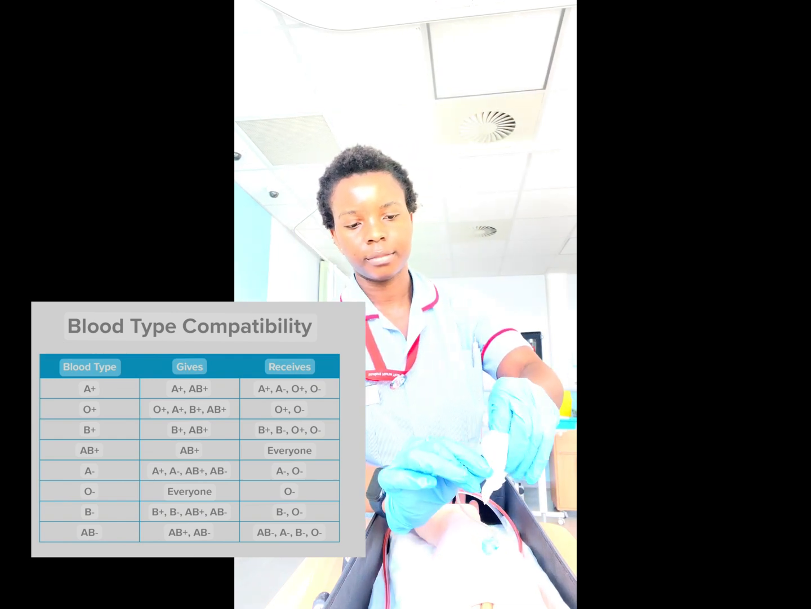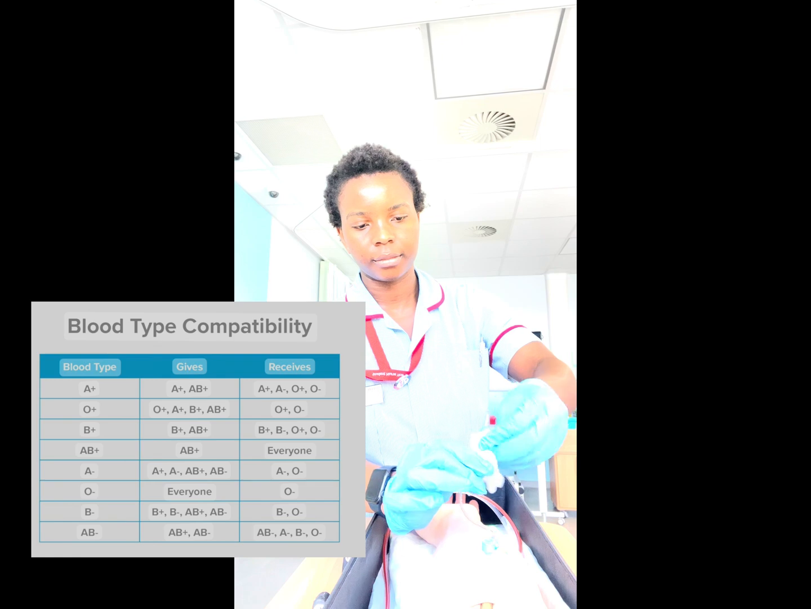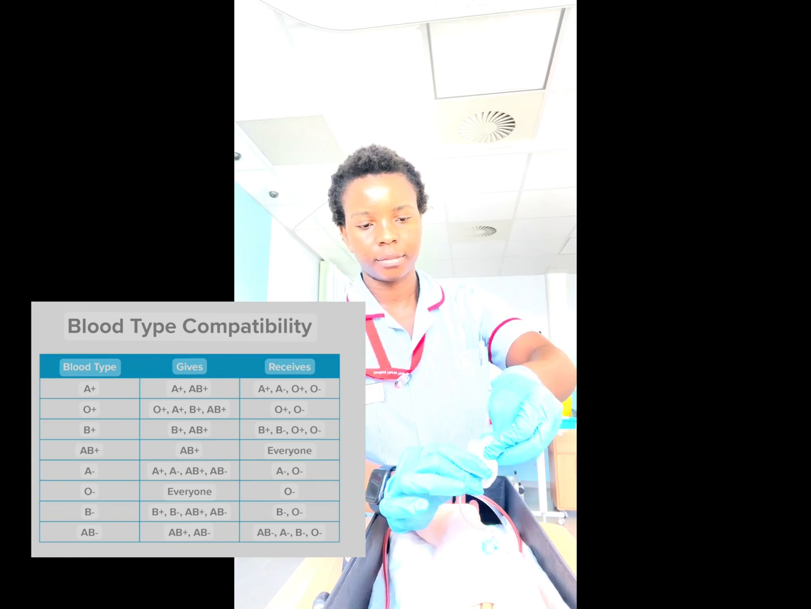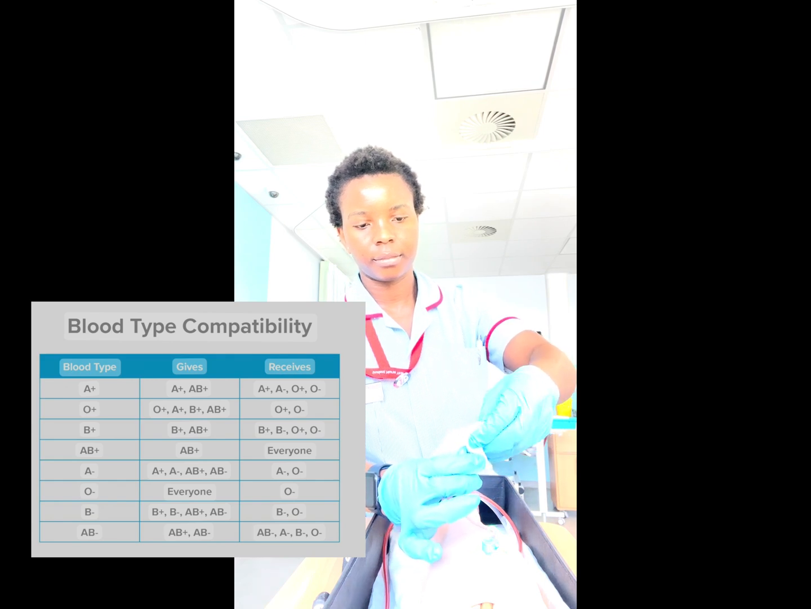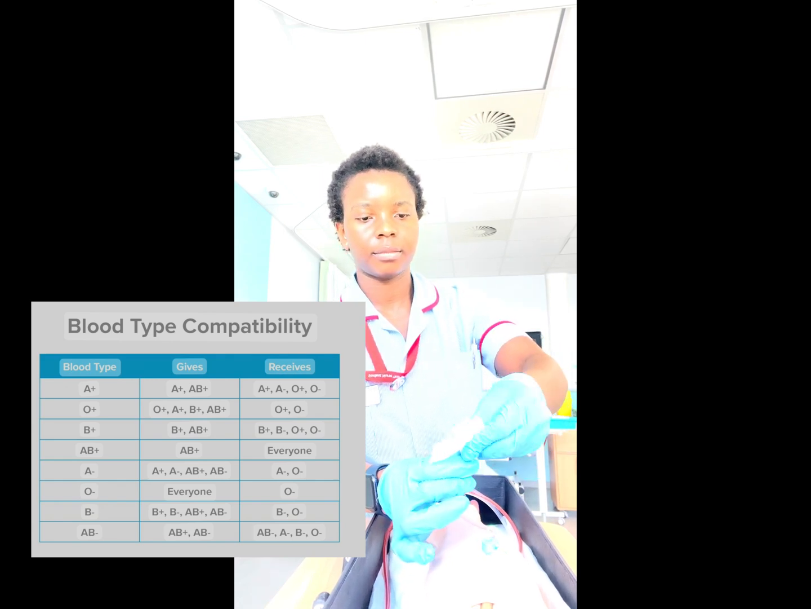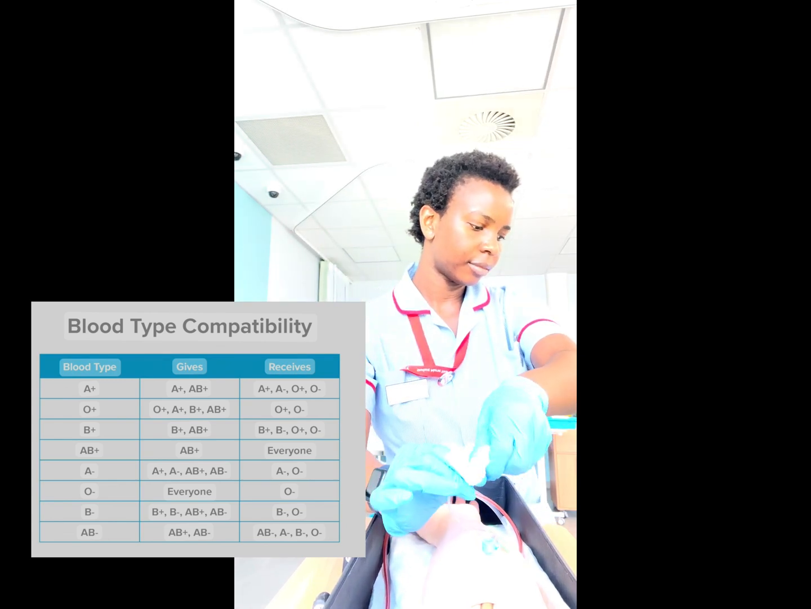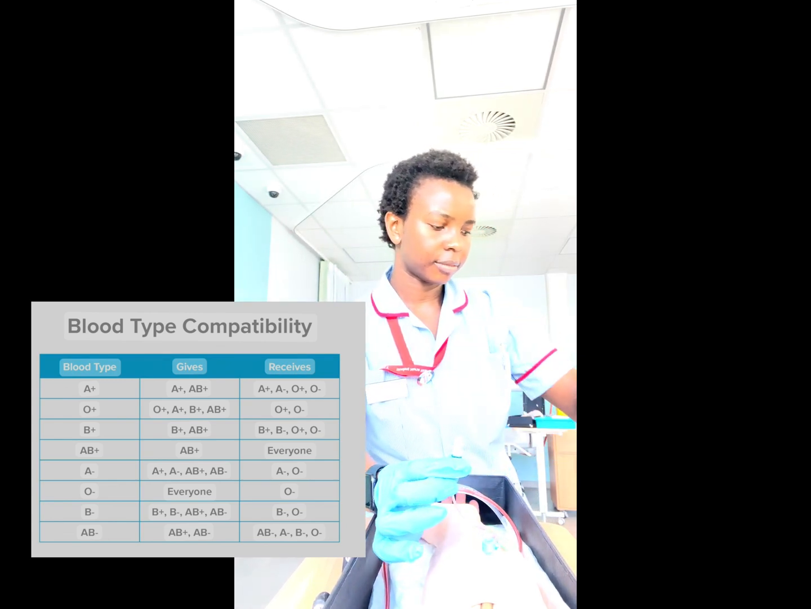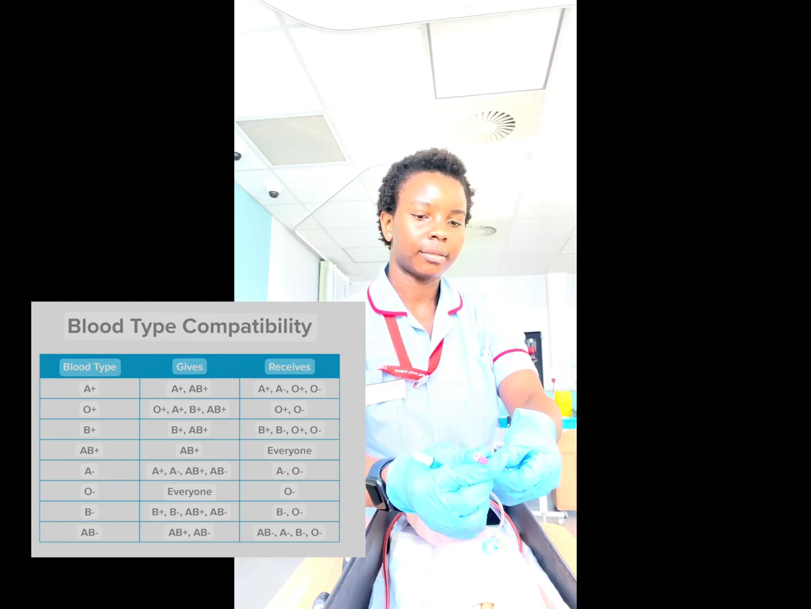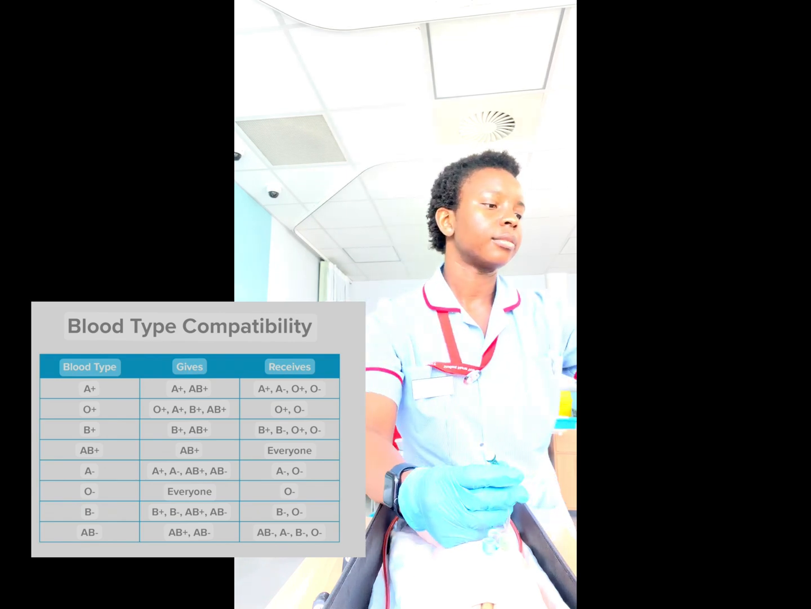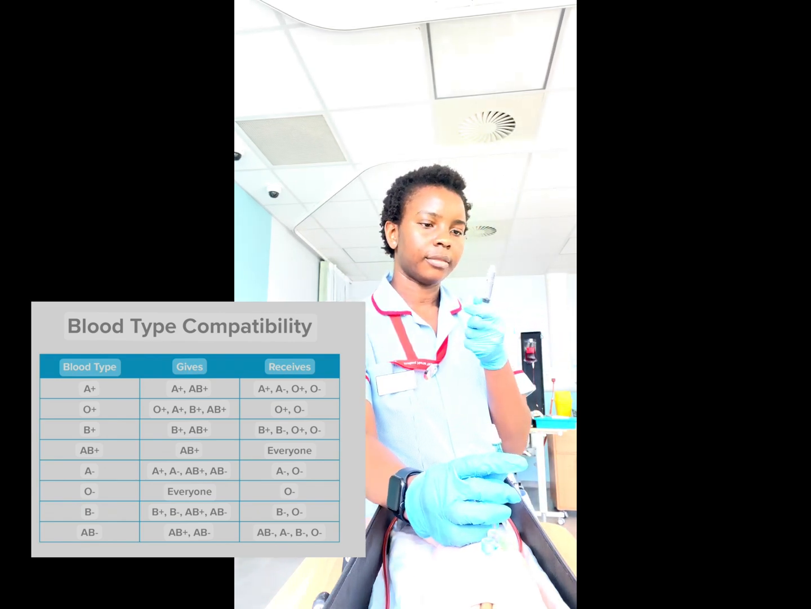Blood type A can give blood to A and AB, but can receive from A and O, while B can give to B or AB, but can receive from B or O. So to make it a lot easier, just remember this: O is a universal donor, and A is a donor and also a recipient, and AB is a universal recipient, while B is a donor and also a recipient. So it actually makes it a lot easier.